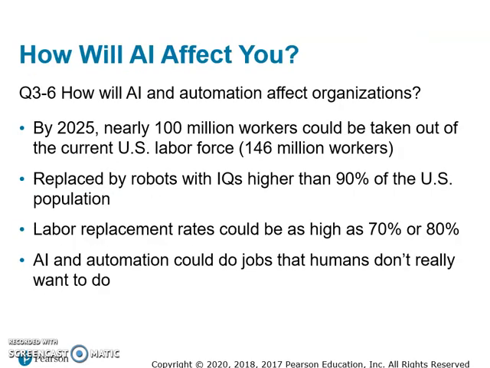So will this affect you? It may. The book says by 2025, 100 million workers could be taken out of the U.S. workforce and replaced by AI, because these machines are smarter than us. They perform tasks quicker than us, and they do it with no supervision and no errors. And at the end of the day, this is more profitability for our organizations.